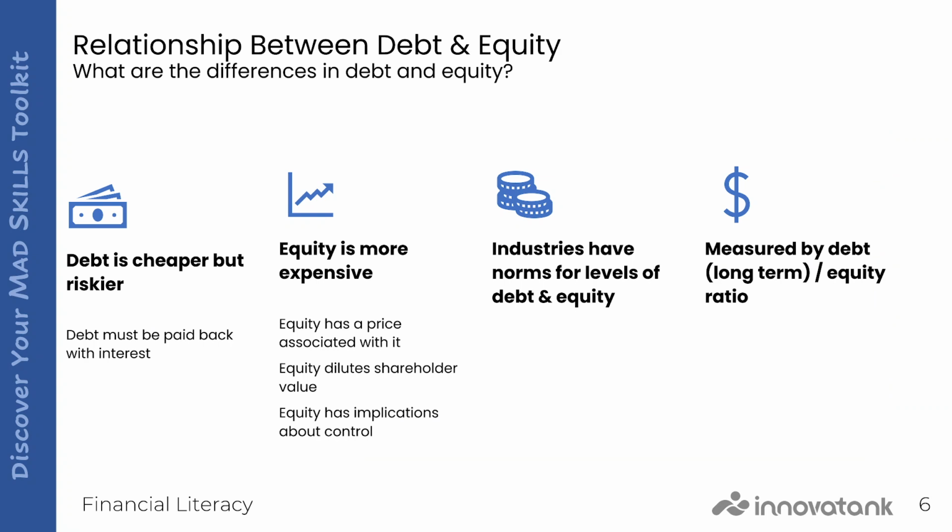Key items here are really looking at the relationship between debt and equity. So remember a few things here. Debt's cheaper but riskier because it must be paid back and it must be paid interest. Equity is more expensive. It has a price associated with it, which is something students often forget. Equity dilutes shareholder value if you're adding to it. So that becomes a bit of a problem. You're getting rid of the value that some of your early shareholders may have. And equity has implications over control depending upon how it's structured.